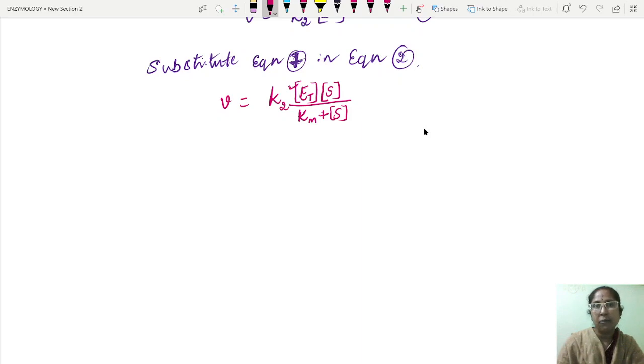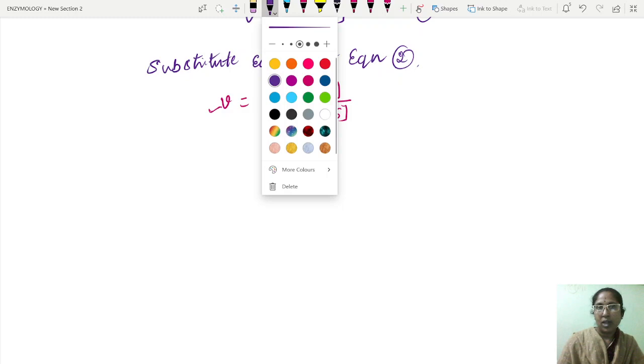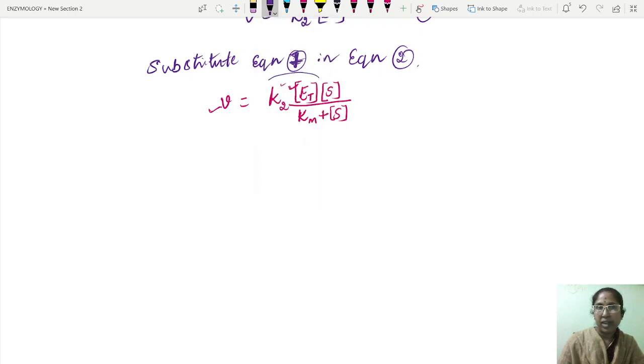Whenever there is sufficient substrate, or a high concentration of substrate molecules, whatever enzyme molecules are there, they are all going to be saturated by the substrate molecules, and therefore the velocity of the reaction is going to be maximum. Thus, if all the enzyme molecules are occupied by the substrate, this K2 into ET is definitely going to be the maximum velocity.